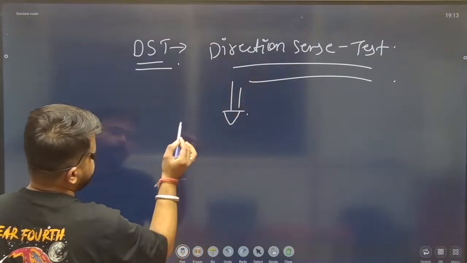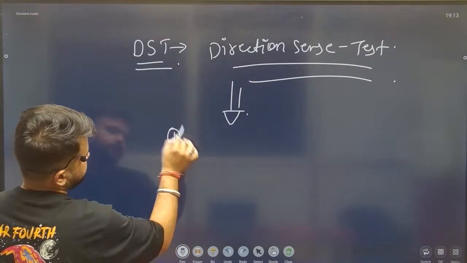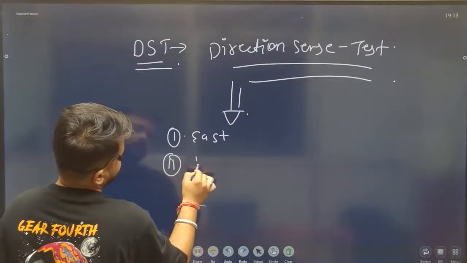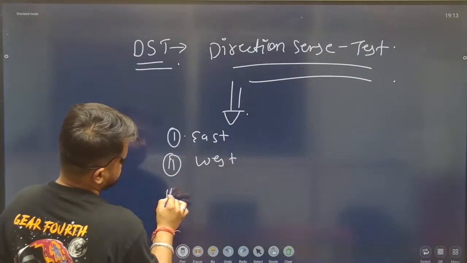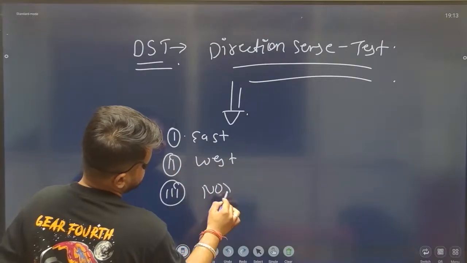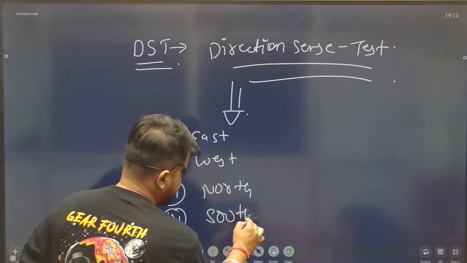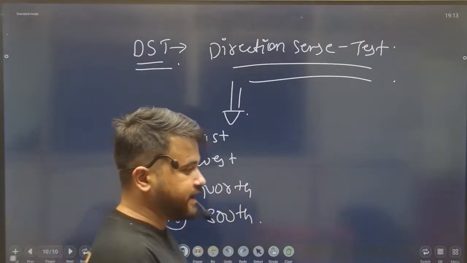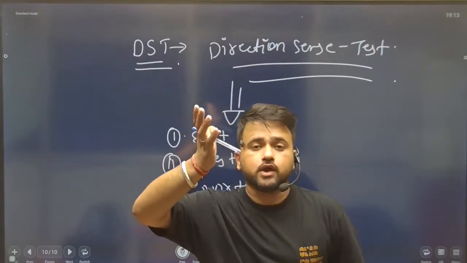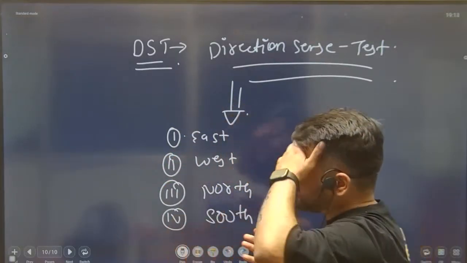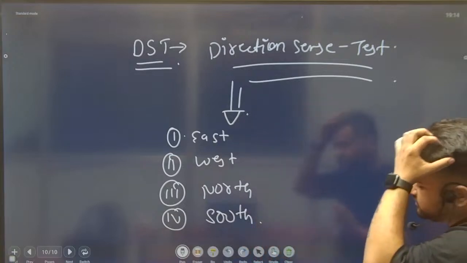Okay, and how many types of directions do we have? Generally, as we are aware, it is east, then west, then north, and then south. So these are the general and basic directions which we discuss.